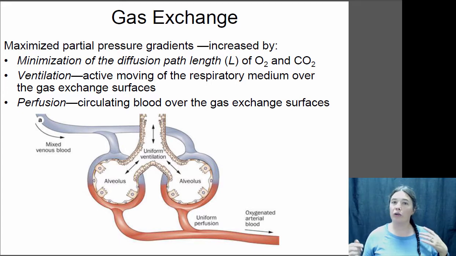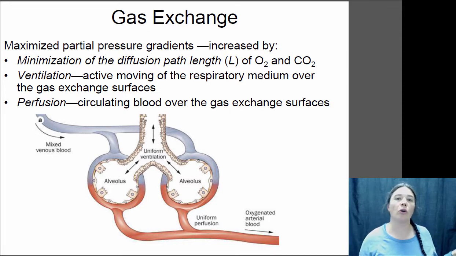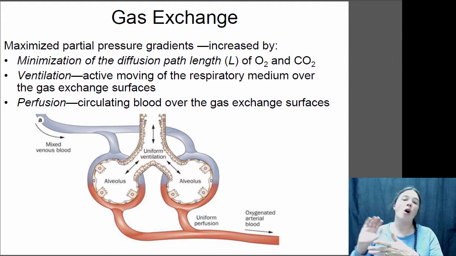Also ventilation, so moving the source of the gases over the respiratory surfaces. In the case of an air-breathing animal, you move air in and out of your lungs. In the case of a water-breathing animal, it's going to move over the surface of the gills. So that's called ventilation. And then also perfusion, or the circulating of blood over the respiratory surfaces.